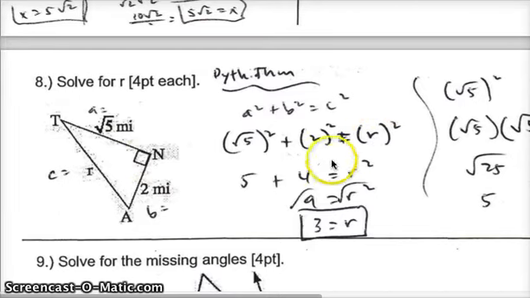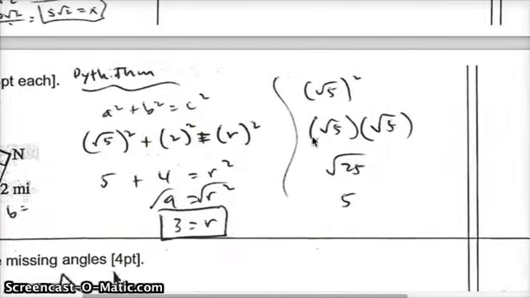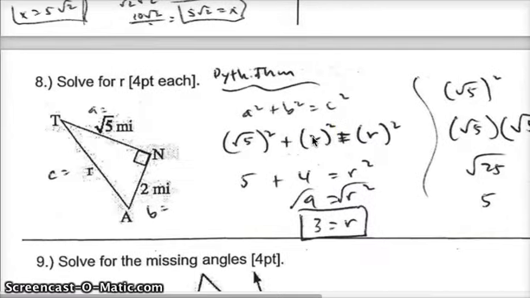Your side length here is 2 for one of the other legs, and I called a to be square root of 5. So 2 squared is 4. A lot of students had difficulties with the square root of 5. If you got stuck there, I probably gave you 3 points. Square root of 5 squared means square root of 5 times the square root of 5, which means the square root of 25, which is 5.